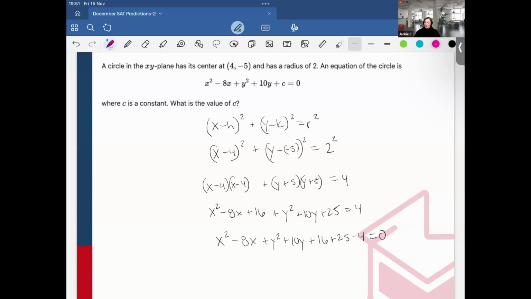And you see, I arranged it this way intentionally. So you see x squared, -8x, y squared, 10y, and therefore my c value must correspond to 16 plus 25 minus 4, which is 37. Answer. Oh my goodness. Wasn't it amazing?